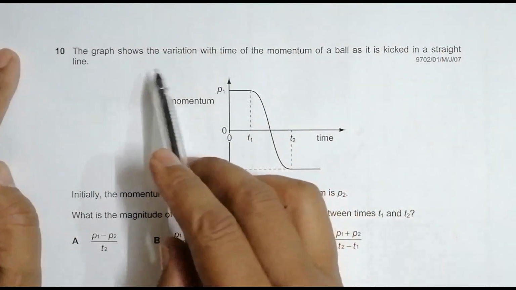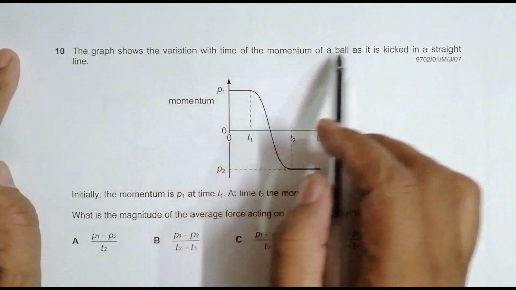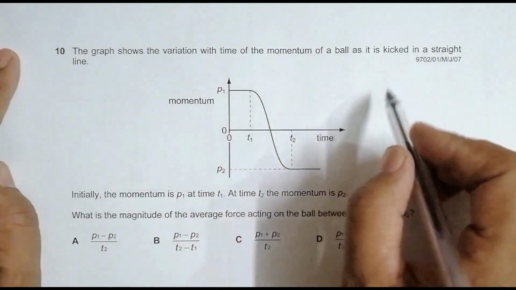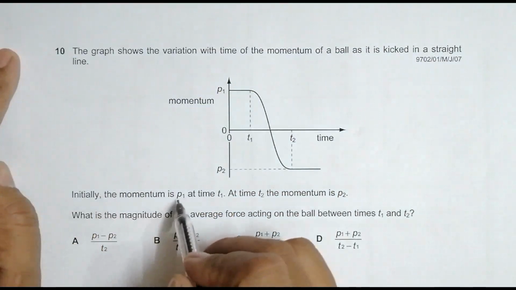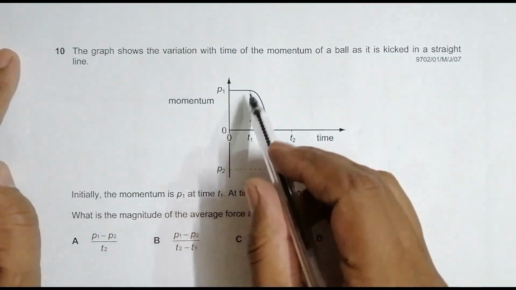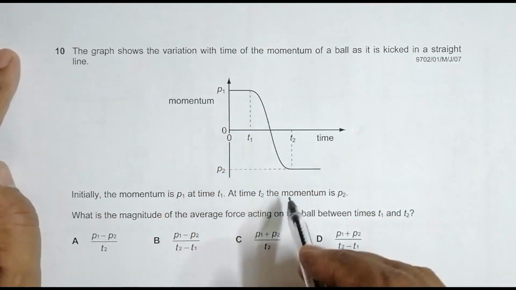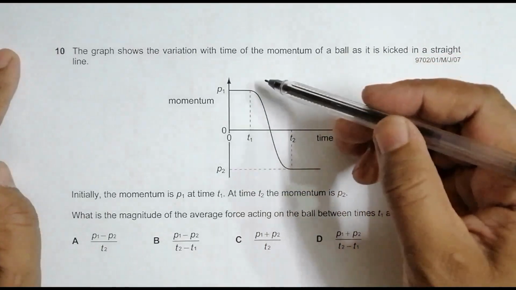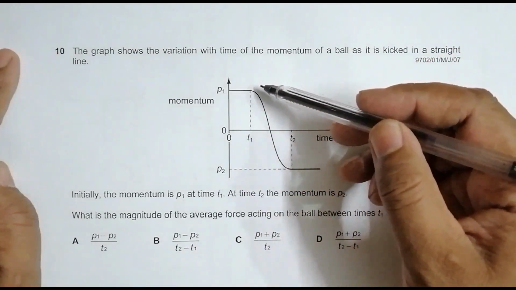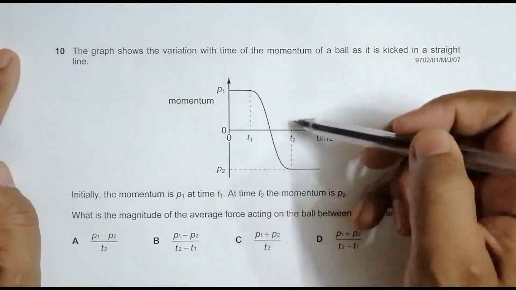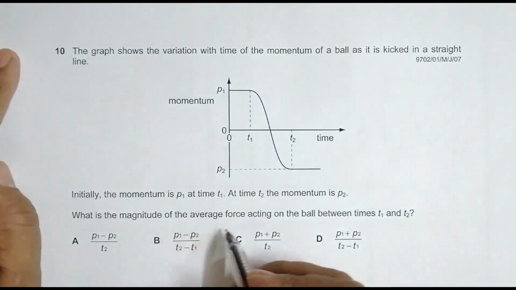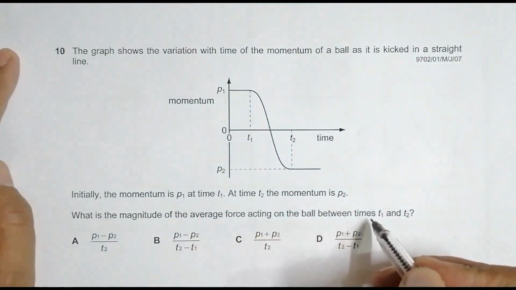So it says the graph shows the variation with time t of the momentum of a ball as it is kicked in a straight line. Initially the momentum is P1 at time t1. At time t2 the momentum is P2, so that means the momentum changes within the time frame t1 to t2. What is the magnitude of the average force acting on the ball between the times t1 and t2?